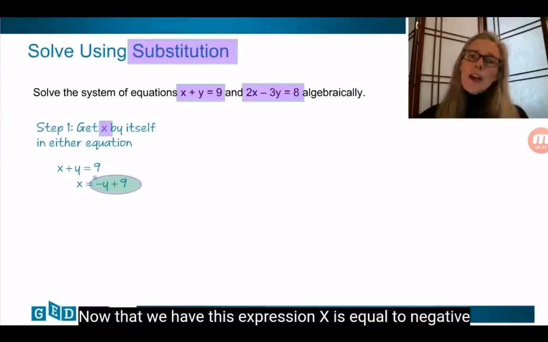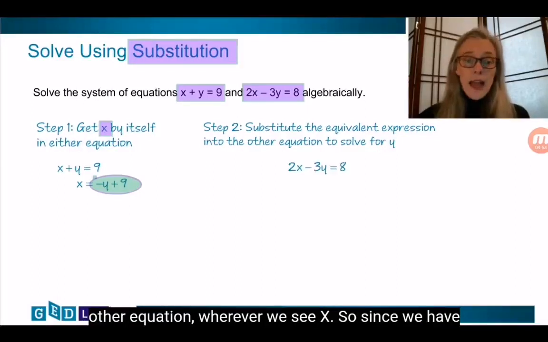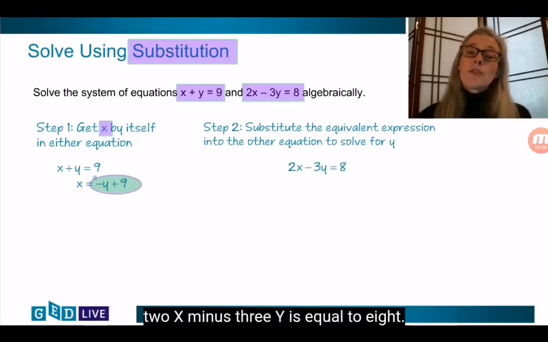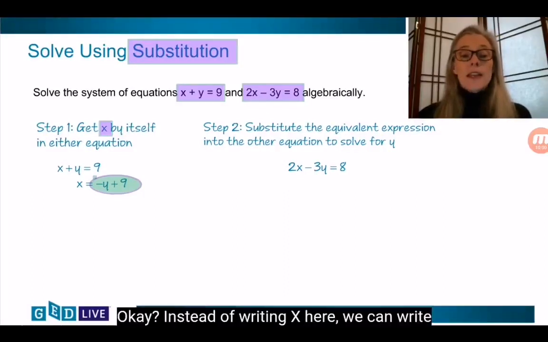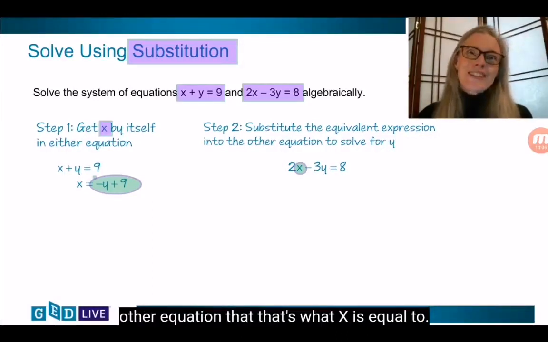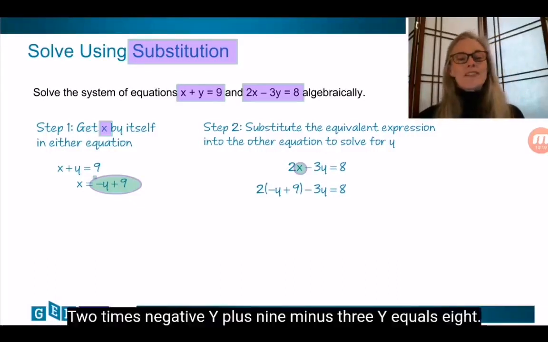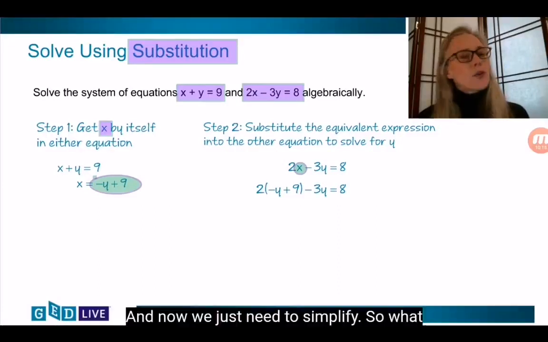Now that we have this expression, x is equal to negative y plus 9, we can take that and plug it into the other equation wherever we see x. So since we have 2x minus 3y is equal to 8, instead of writing x here, we can write negative y plus 9 because we know from the other equation that's what x is equal to. So 2 times negative y plus 9 minus 3y equals 8.